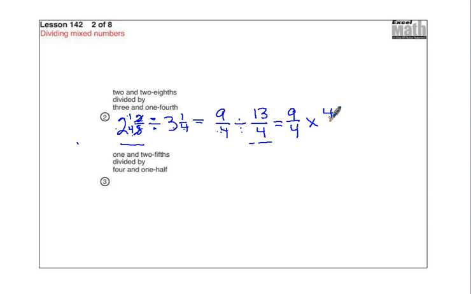9/4 times 4/13. Now that it's a multiplication problem, I'm allowed to simplify before I multiply. So I'm going to cross-reduce those 4's. Both become 1's, and so I have 9/13 as my final answer. Make sure you have that all filled in and written just like I showed you here on your paper before you go on to number 3. You are going to pause the video, do number 3, turn it back on when you're ready to see the solution.